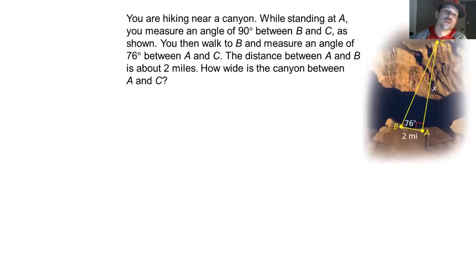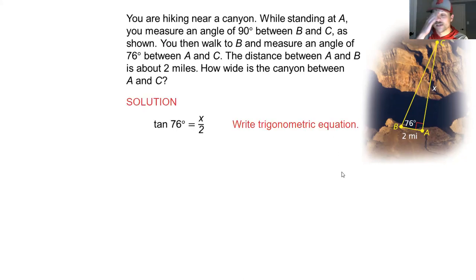All right, here's your real world problem. So you're hiking near a canyon, and while standing at this point A in the diagram, you determine that you have a perpendicular line from your 2 mile distance here all the way over to the other side for your point C. So you have a right angle. You then walk the distance from A to B and determine that it is 2 miles, and then you find that the angle measure is 76 degrees between A and C. You then need to determine what the distance would be if you were to go from point A to point C. So how wide is the canyon is what your question is asking.